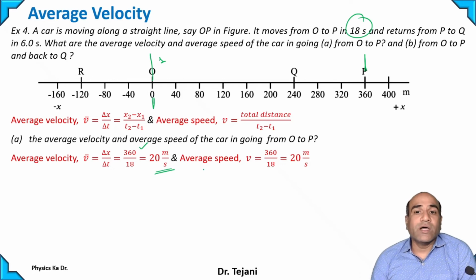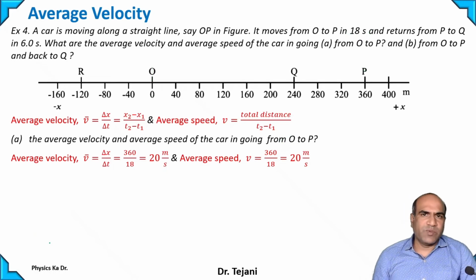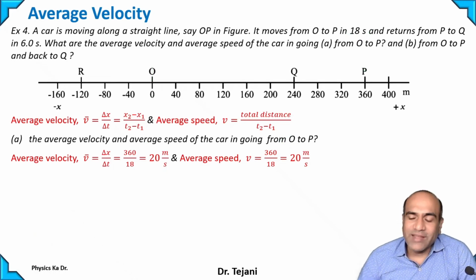And what about average speed? Total distance is 360 and total time is 18 seconds. Both answers are correct. So average velocity and average speed can be equal.